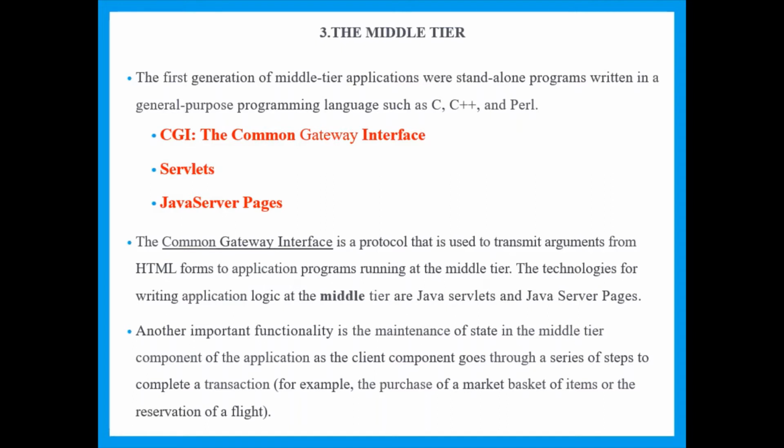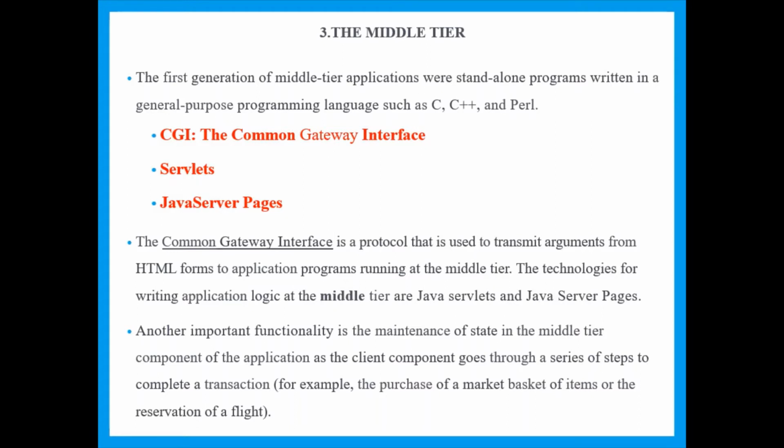This led to the development of the application server, which provides a runtime environment for several technologies that can be used to program middle tier application components, such as CGI, servlets and Java Server Pages. The CGI, Common Gateway Interface, is a protocol that is used to transmit arguments from an HTML form to the application program running at the middle tier.